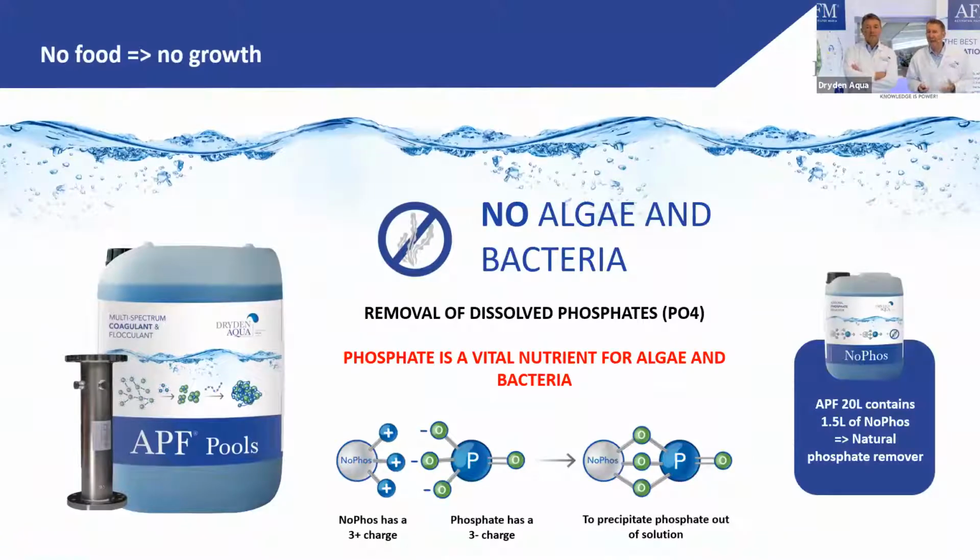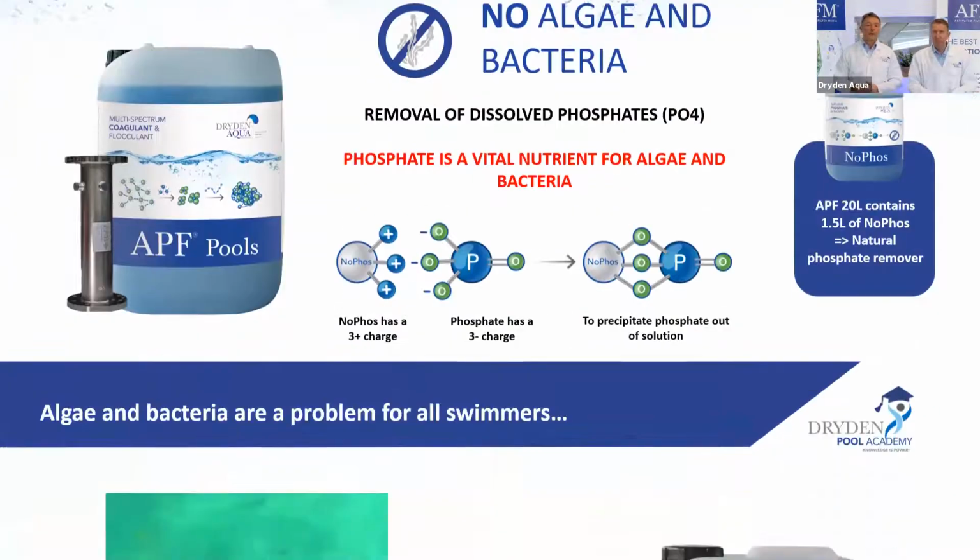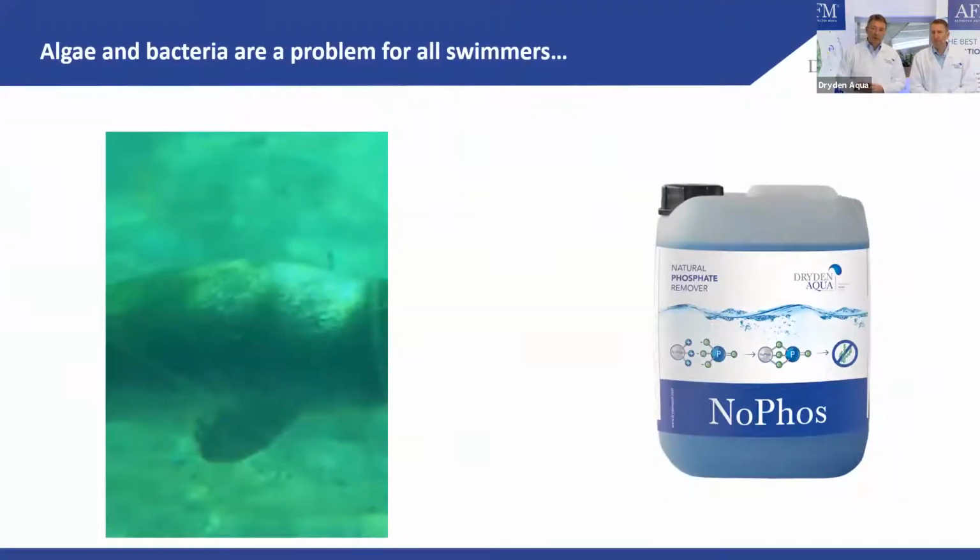And this is why we have NoFos in our APF, because NoFos is very effective at bonding onto the phosphate molecules and pulling them out of solution so you can filter them out. It's the best one to remove phosphate. What also works is magnesium chloride, as we have seen, 2 times positive charge, not 3 times positive charge. But this is the key one, and algae and bacteria are problems for all swimmers.